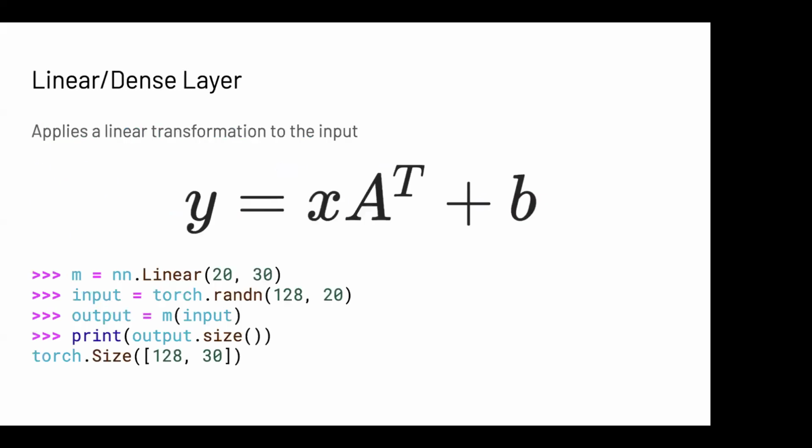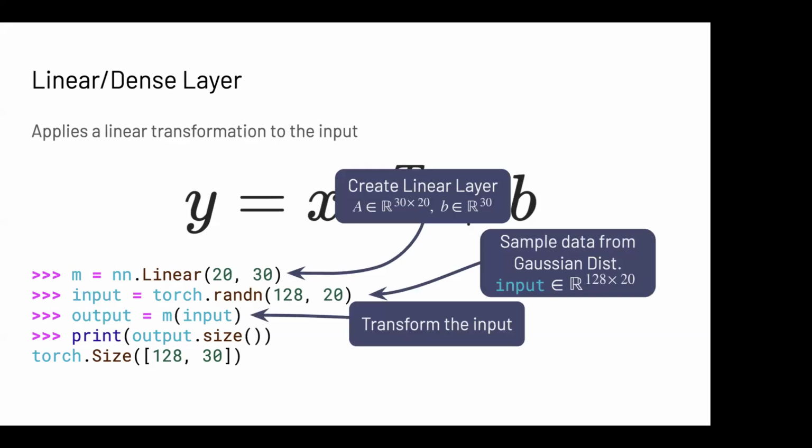So yeah, we saw this example last week with the linear or sometimes called dense layer. It's fairly straightforward. Basically, just apply a linear transformation to the input. Due to time, I'm going to skip the details unless anyone has any questions about this specifically. Okay.